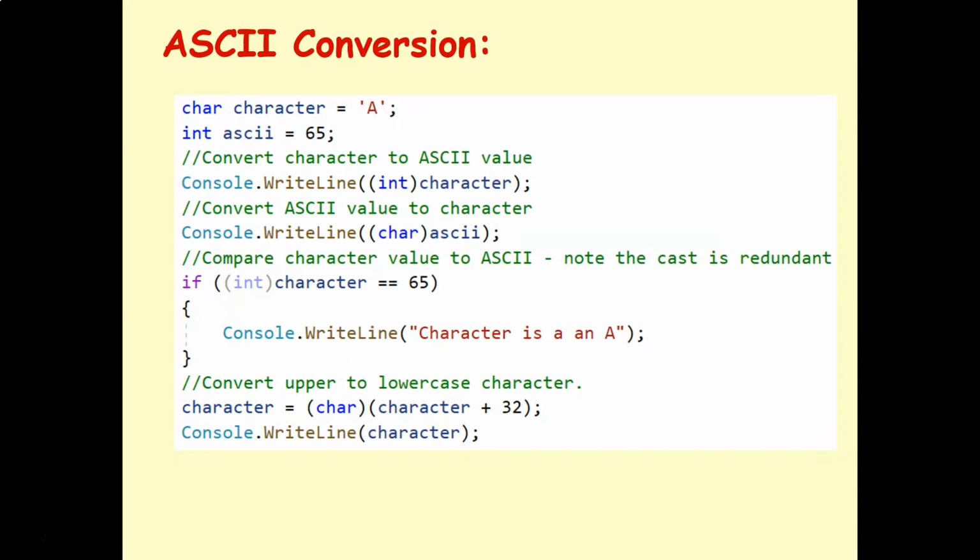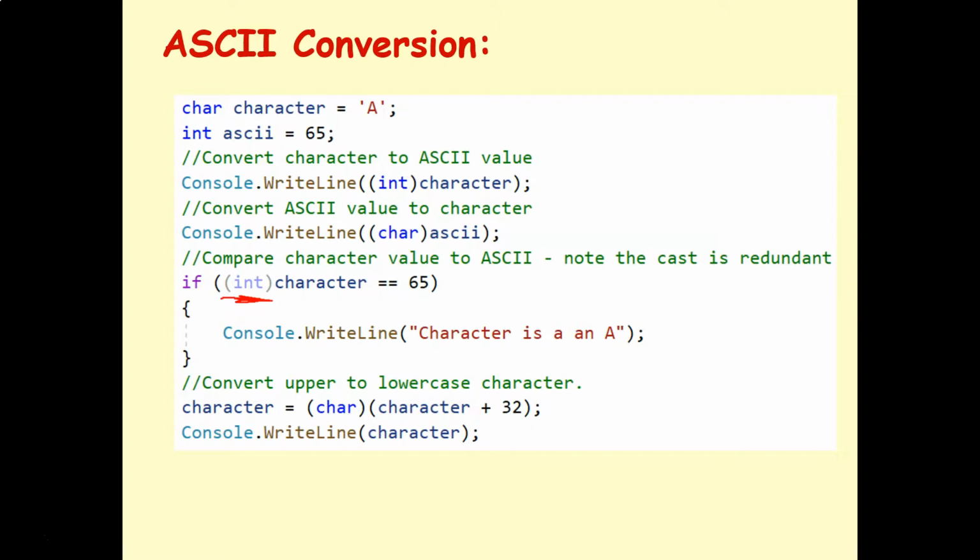If I want to check that the value stored in character is actually a capital A, if it's got the ASCII value 65, I can convert that to an int. Note that here the int is grayed out, and that's because it can do that comparison automatically. I'm just doing it there to show you what's happening in the background.